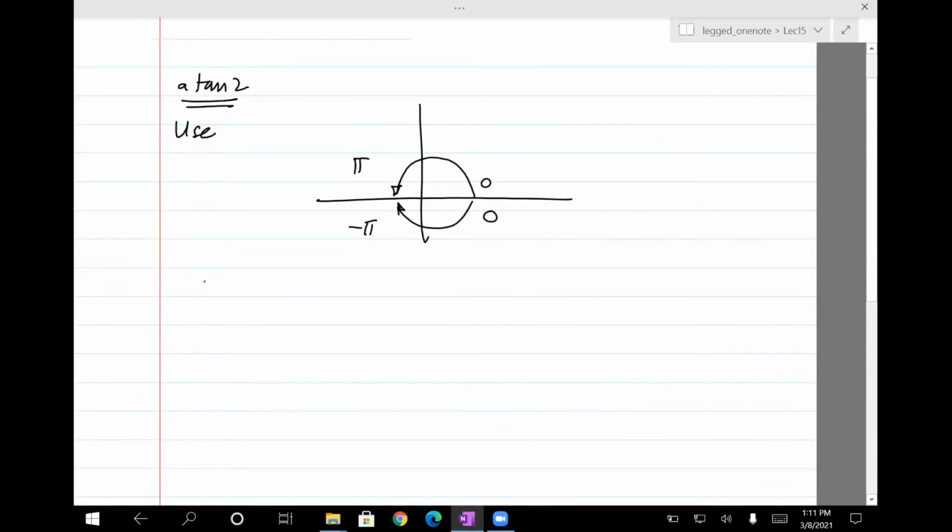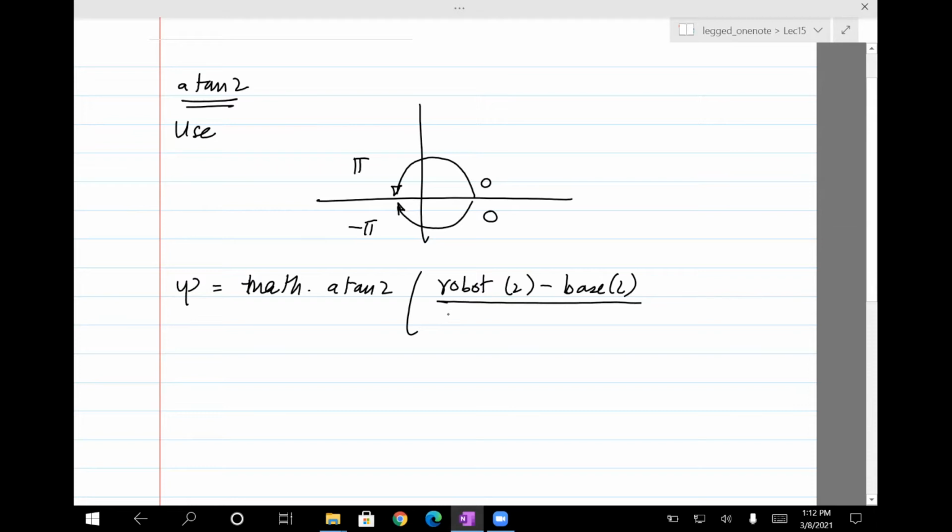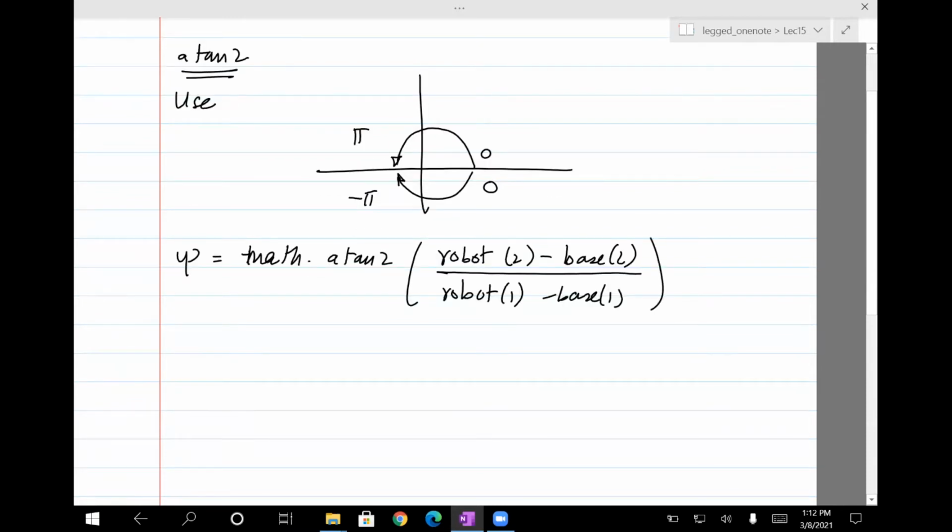So what we'll do is, if you want to find the gamma angle, the psi, we'll just do math.atan2 of robot 2 minus base 2, divided by robot 1 minus base 1. Okay, so that basically gives me gamma, but I still need to find the angle made by the gravity vector with the frame, which is actually rotating with the object.